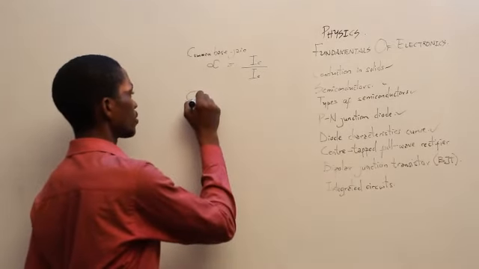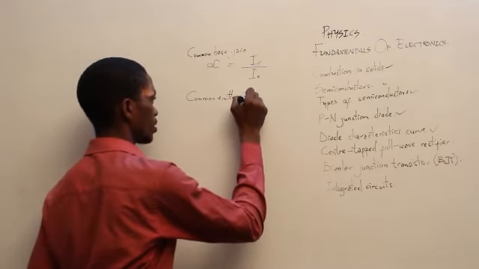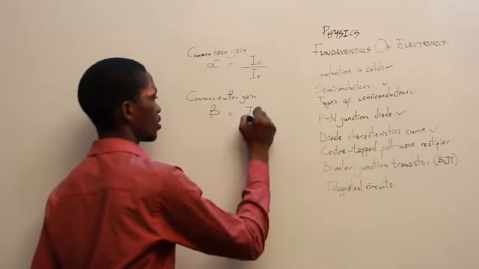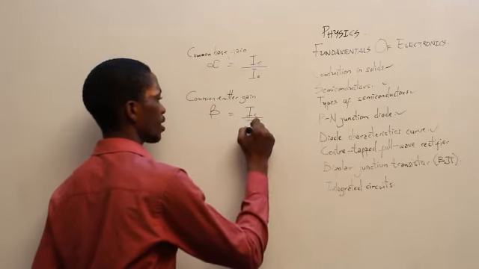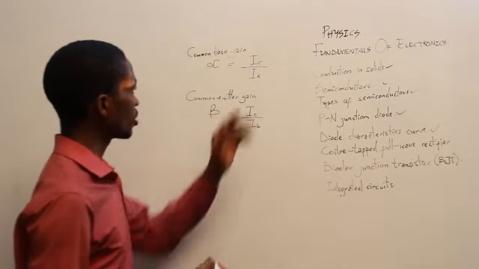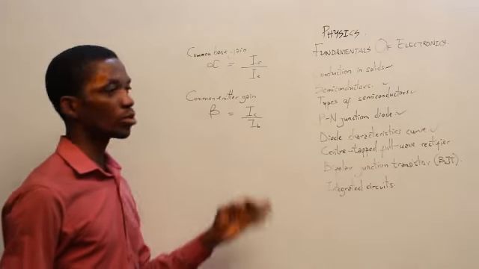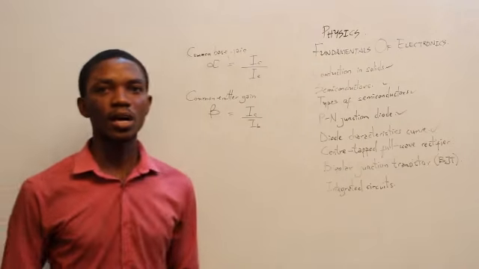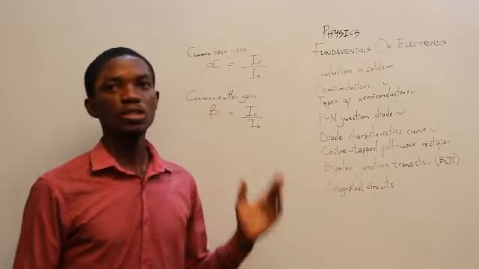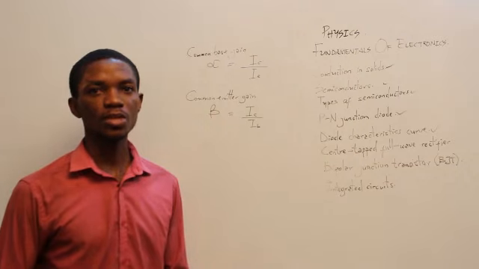While the common emitter gain, recognized as beta, is calculated by the current through the collector divided by the current through the base. So this actually shows us a couple of things. These are the ways we can calculate the amount of amplification that is experienced in the system.